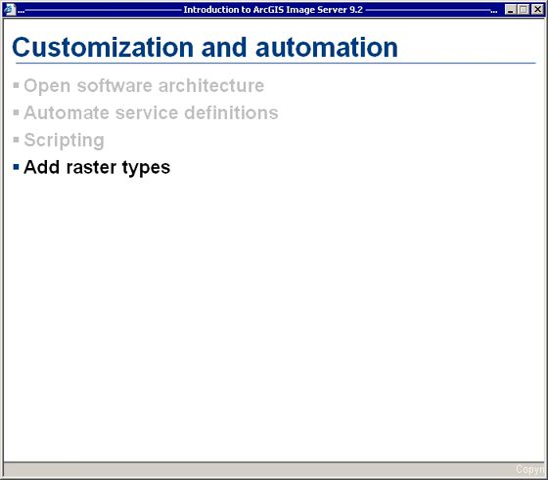Similarly, there may be certain image formats that you use that are not currently supported by Image Server. You can easily add a new raster type to the system by following the template provided with the software. Once added, your new raster type can be used just like the existing raster types. It's also possible to create new Image Server clients to support additional programs. We'll talk more about Image Server clients in the next section.